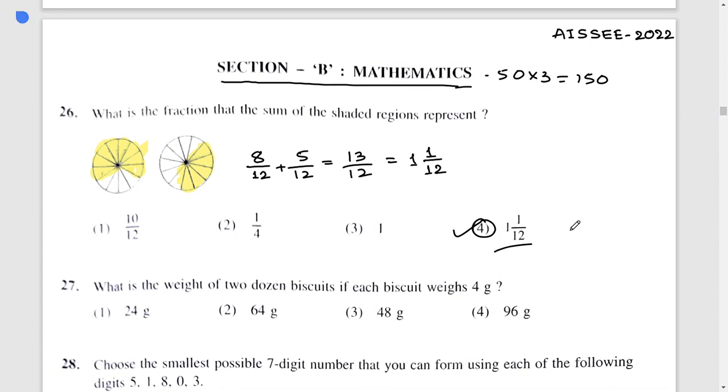Now next question, 27th. What is the weight of 2 dozen biscuits if each biscuit weighs 4 gram? You know, in 1 dozen there are 12 biscuits. So 2 dozen means how much? 2 into 12, that is 24 biscuits. Each biscuit weight is 4 gram. So multiply with 4, you will get the total weight of biscuits, that is 96 gram. So option 4 is the right answer, 96 grams.